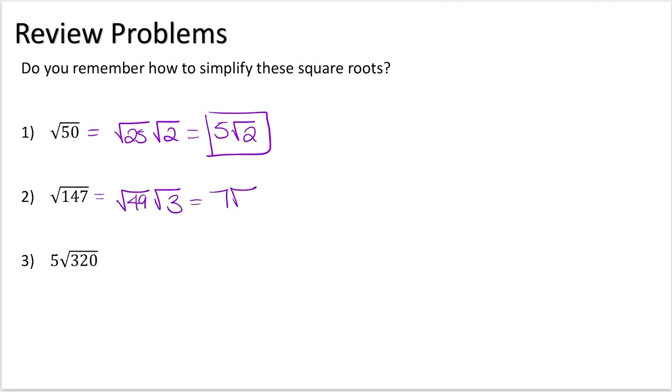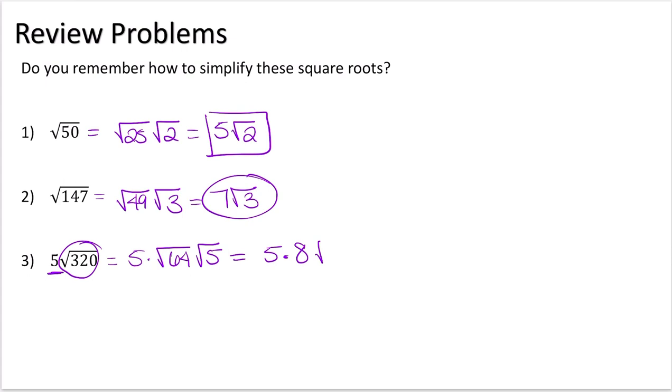What about 5 times the square root of 320? We have a coefficient in front, but the process is going to be the same. We just have to carry the coefficient with us as we go through this problem. So I'm just going to rewrite the square root of 320 just like I did on problems 1 and 2. I'm going to rewrite this as the square root of 64 times the square root of 5. But I'm just going to remember to keep that coefficient of 5 in front. The square root of 64, that's 8, so we have 5 times 8 times the square root of 5, which now becomes 40 times the square root of 5.